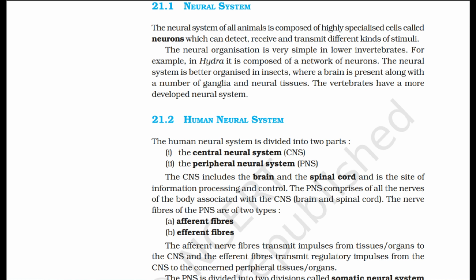The nerve fibers of the PNS are of two types. A. Afferent fibers. B. Efferent fibers. The afferent nerve fibers transmit impulses from tissues or organs to the CNS, and the efferent fibers transmit regulatory impulses from the CNS to the concerned peripheral tissues or organs.